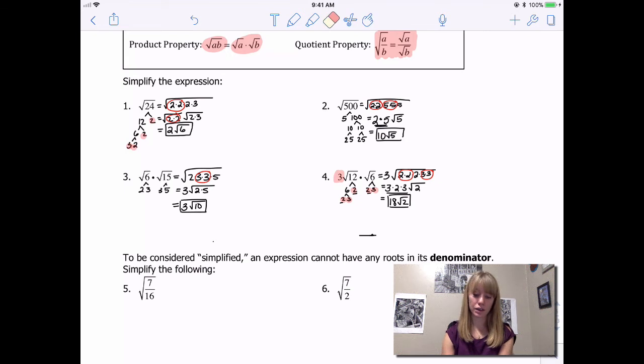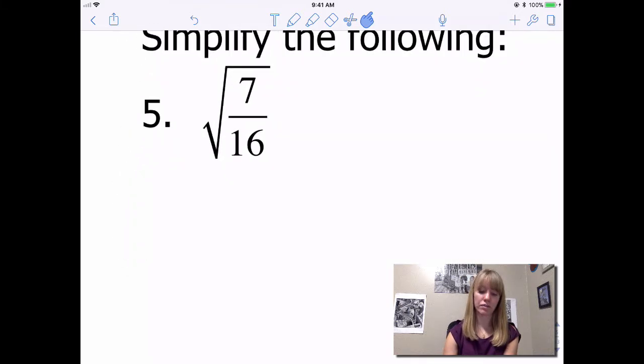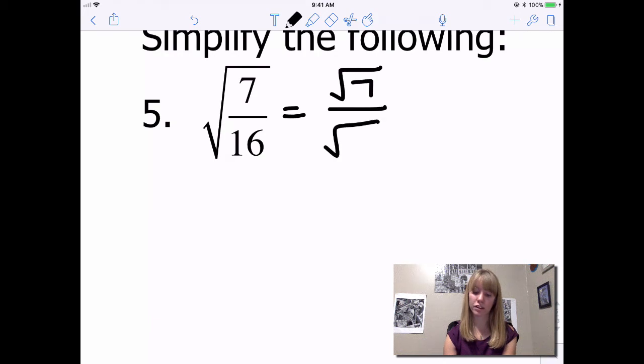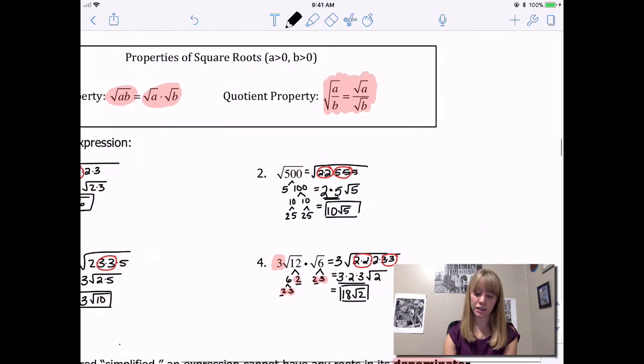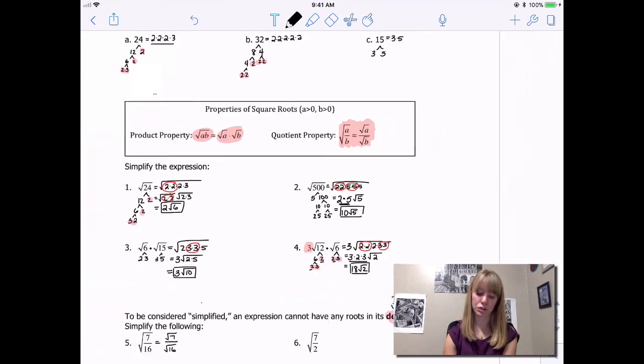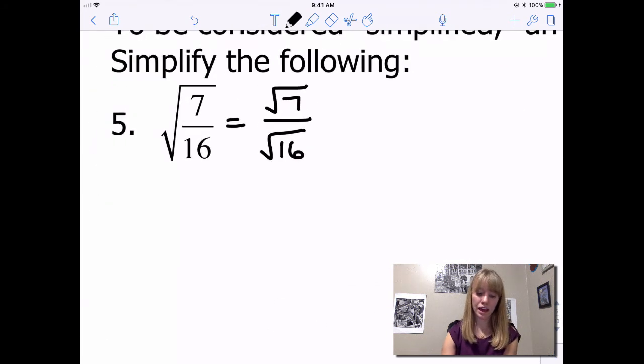The next thing we've got to deal with is when we have a fraction. So to be considered a simplified radical, I can't have any square roots or radicals in the denominator. The denominator means the bottom of the fraction. So if I look at number 5, the reason that this isn't simplified is that I can break it up as radical 7 over radical 16 because of this property, the quotient property. And then I can simplify these square roots.